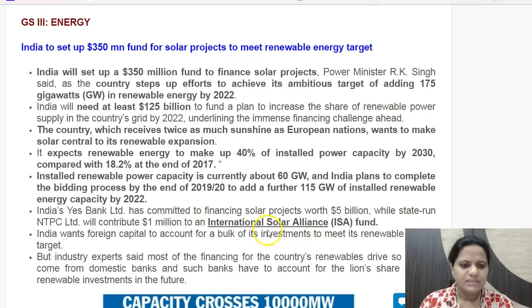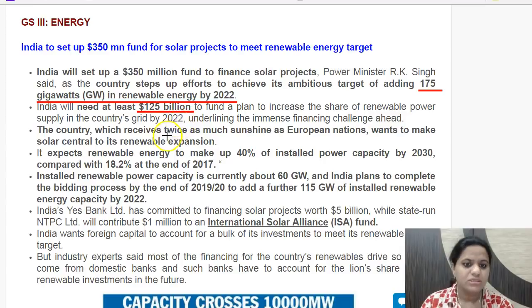Then next is India to set up $350 million fund for solar projects to meet renewable energy target. So India is planning to set up this $350 million fund as such for solar projects. India has its target of having 175 gigawatts of renewable energy added by 2022. So for this we need at least $125 billion. So that's a huge amount.